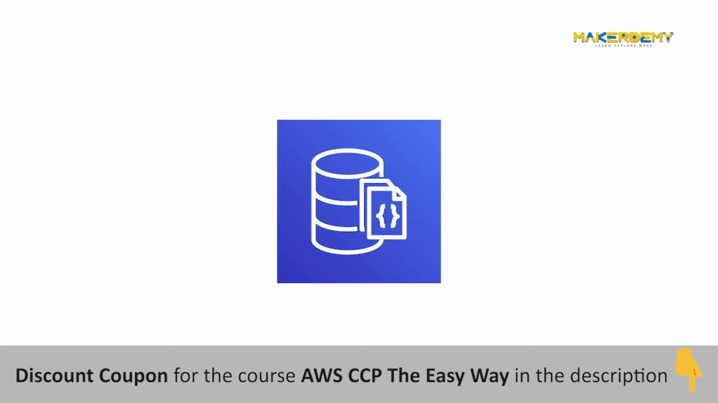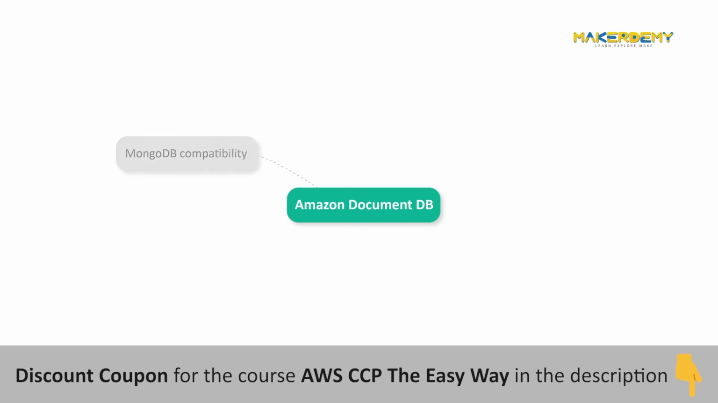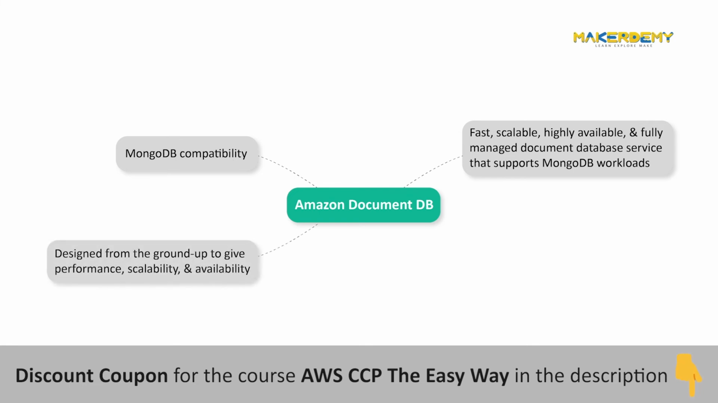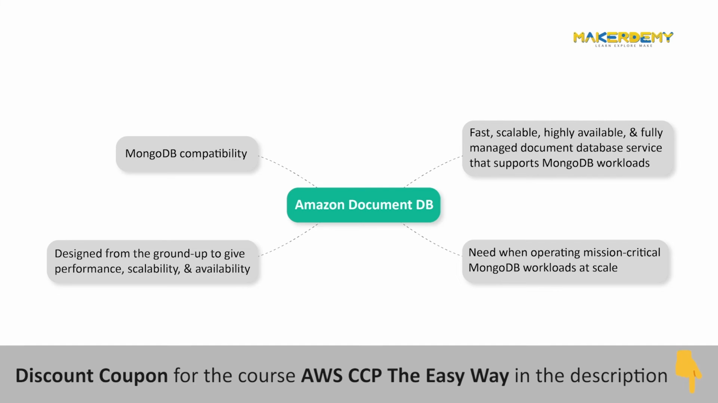Amazon DocumentDB. Amazon DocumentDB with MongoDB compatibility is a fast, scalable, highly available, and fully managed document database service that supports MongoDB workloads. Amazon DocumentDB is designed from the ground up to give you the performance, scalability, and availability you need when operating mission-critical MongoDB workloads at scale.